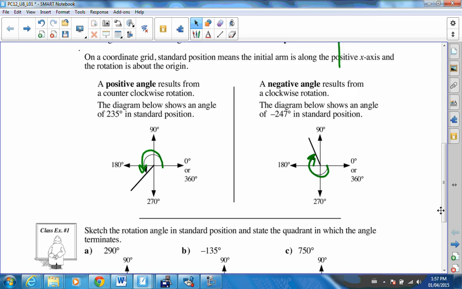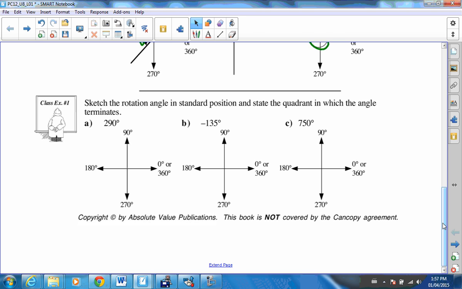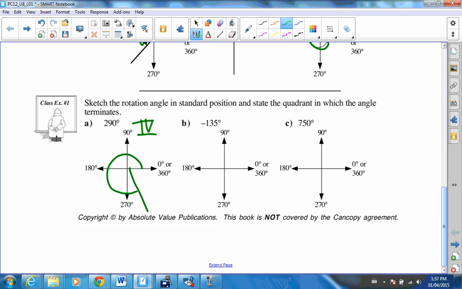So what we need to be able to do here is sketch the angle and talk about what quadrant it terminates in. Positive 290 is going to go, here's 270, and then 20 degrees past that. So it ends in quadrant 4. Negative 135 is going to go past 90 there, and it's going to end in quadrant 3. And again, we went in the negative direction because it was a negative angle. Positive 750, there's 360. Around one more time gets me to 720, and I'm going to go 30 more. So there's my positive 750, and it terminates in quadrant 1.